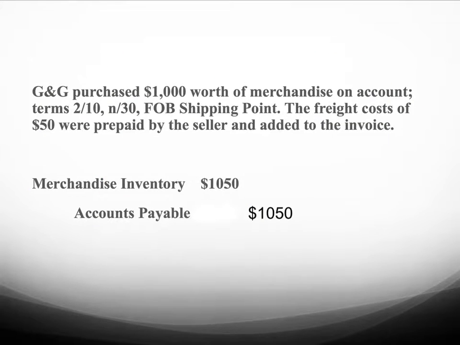Let's look at another example. G&G purchased $1,000 worth of merchandise on account. Terms 2/10 net 30 FOB shipping point. The freight cost of $50 were prepaid by the seller and added to the invoice. My first step is to simply record the purchase. And here I have my purchase of inventory and accounts payable for the full amount of the $1,000 of merchandise plus the $50 that were prepaid by the seller on freight.